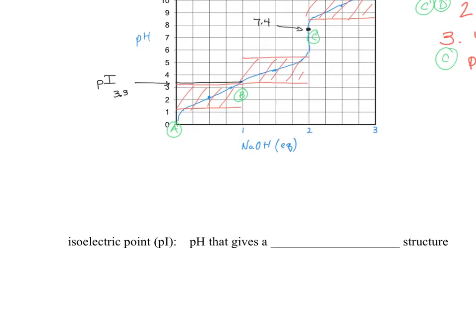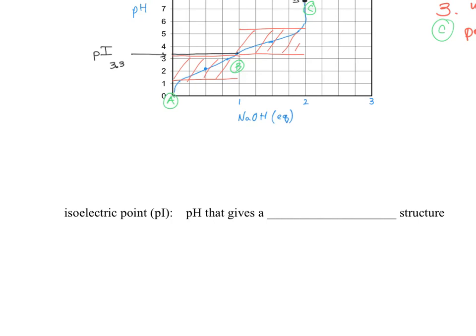Let's go to the bottom of the page. The isoelectric point is the pH that gives a net neutral structure. And that's a very biochemical thing to learn about. And sometimes when something is net neutral, it has slightly different properties. So we want you to be aware of that.